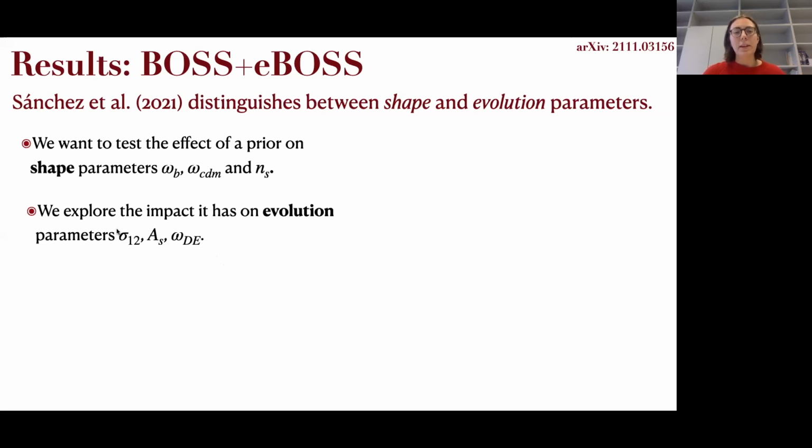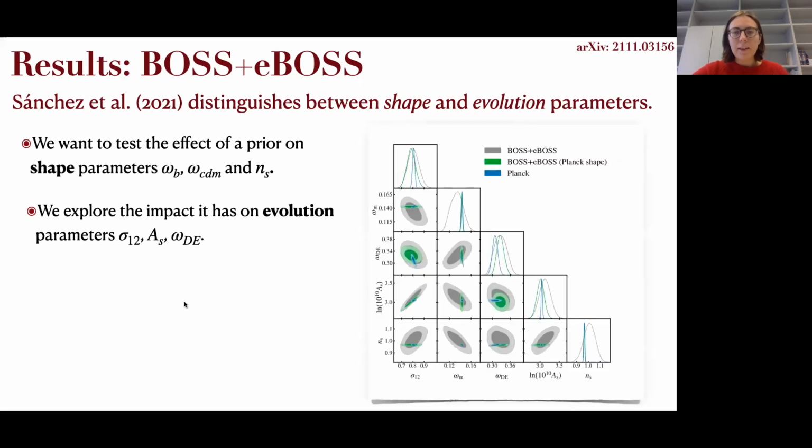So what we want to do here is take Planck's constraints on the shape parameters and impose them as priors on our clustering analysis. We're forcing our clustering datasets to choose cosmologies with power spectra whose shape matches the one preferred by Planck. And then we want to see whether we also recover consistent amplitudes. So here's the result of this test.